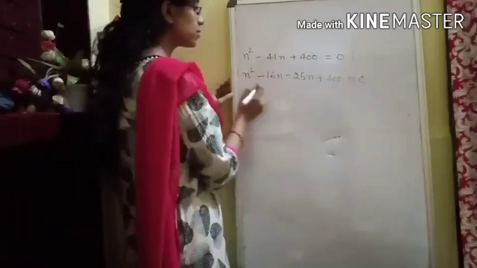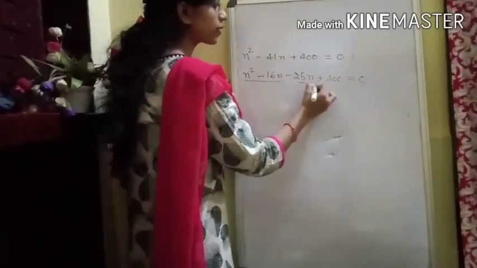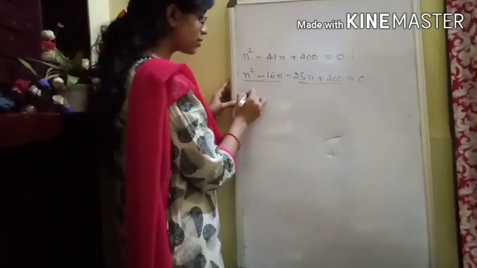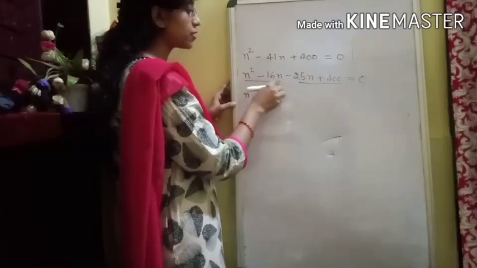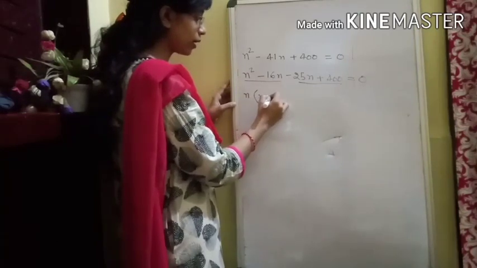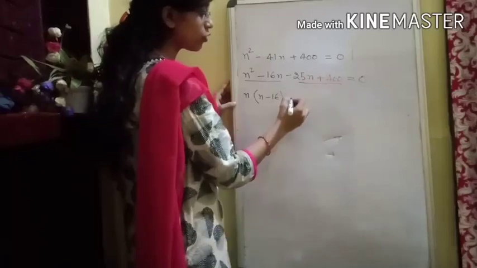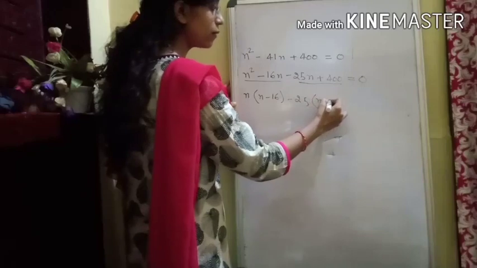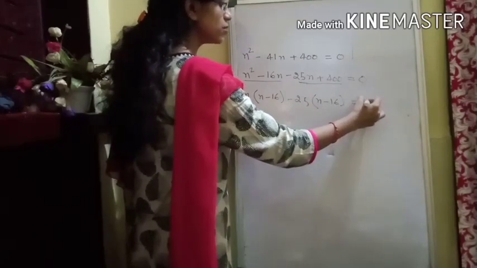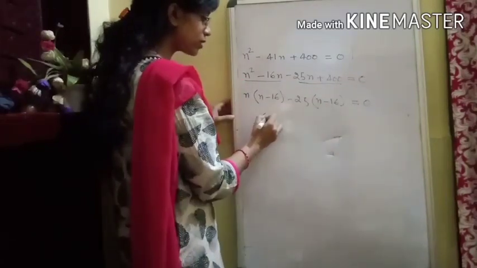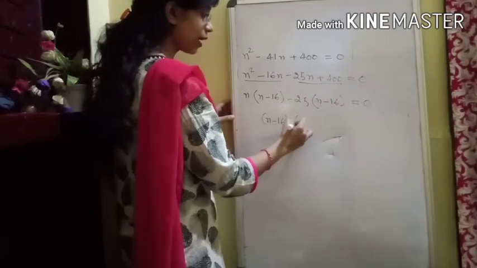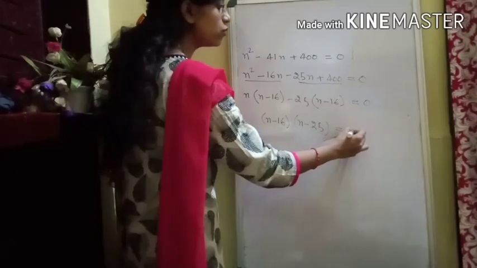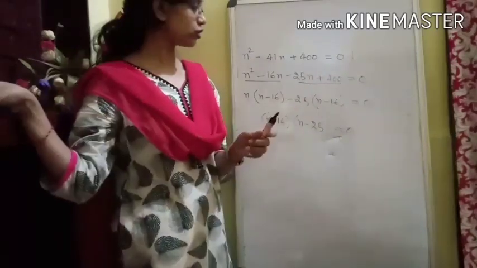Okay. Now since they are even numbers, we can pair them and we can take common. So here if you take common, that n is common, because in both places we have n, so we are left with n minus 16. Here what is common? Minus 25. 25 we can take common, so it will be n minus 16 again equals 0. Again what is common? It is n minus 16 and then we are left with n minus 25 equals 0. So this is the conclusion we are getting.